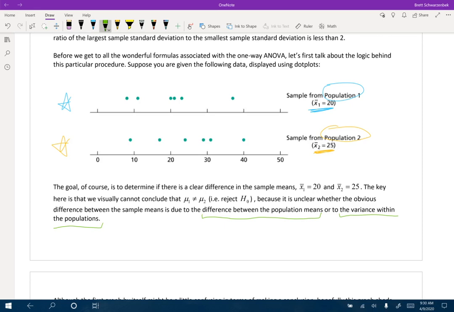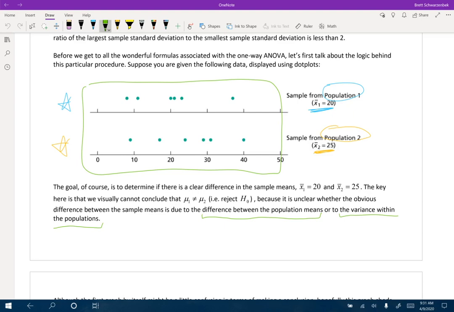That is kind of a weird concept, but the best way to think about it is this: if I'm looking at these two dot plots, let's say I didn't know what the means were, and I just looked at this. Would you know that the means of these two dot plots are different? Is the difference between these sample means due to the difference between the population means, or due to the variance within the population? Variance means how spread out the data is within the population. And when you look at this, there's no way to really tell whether the means are different or not by looking at it.